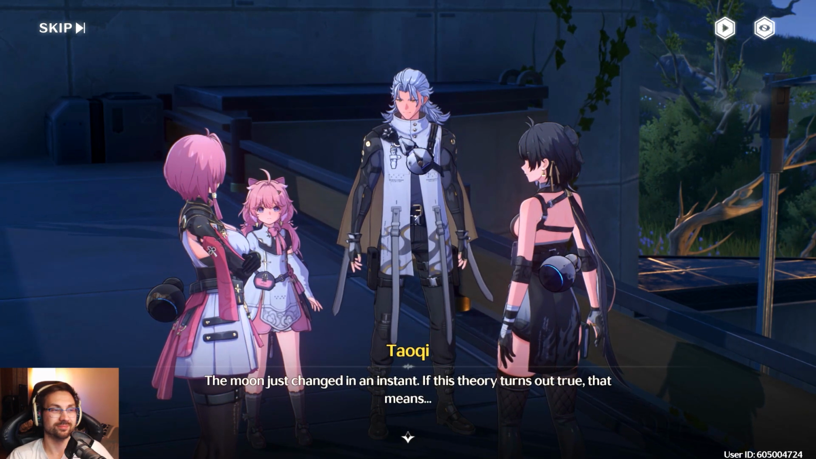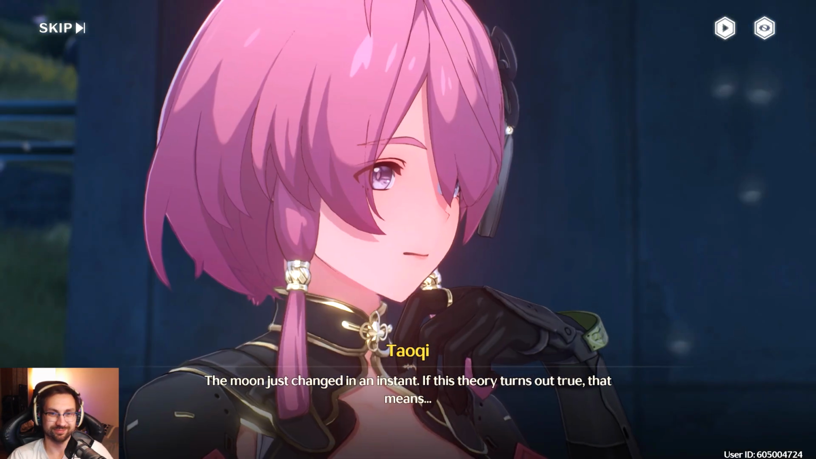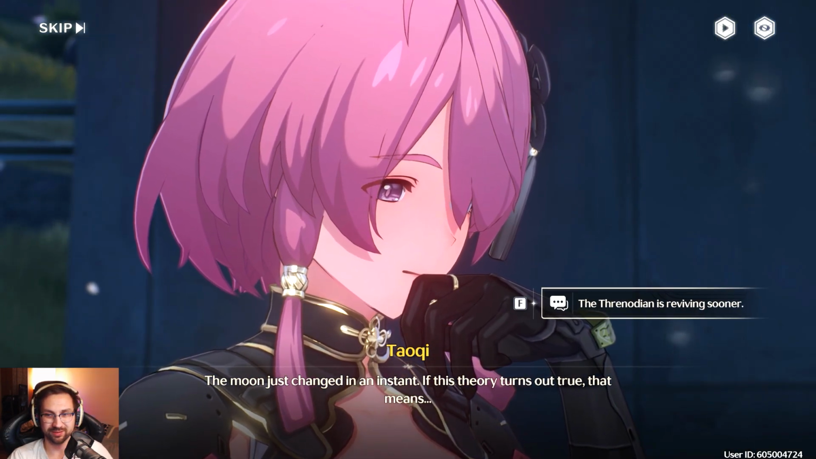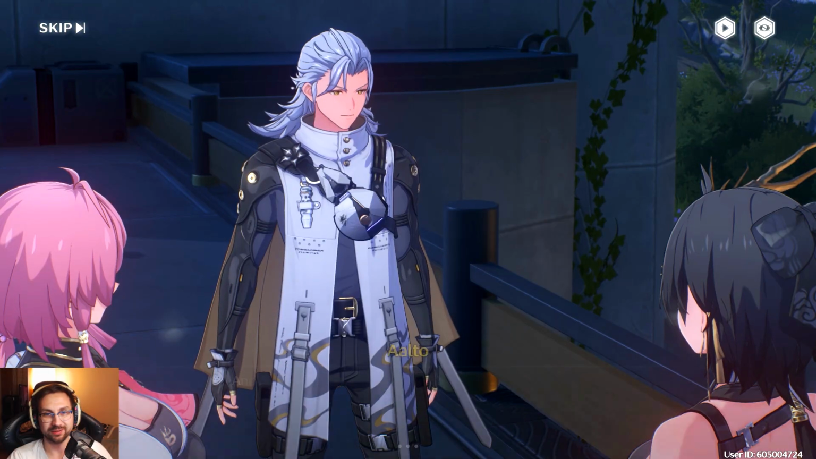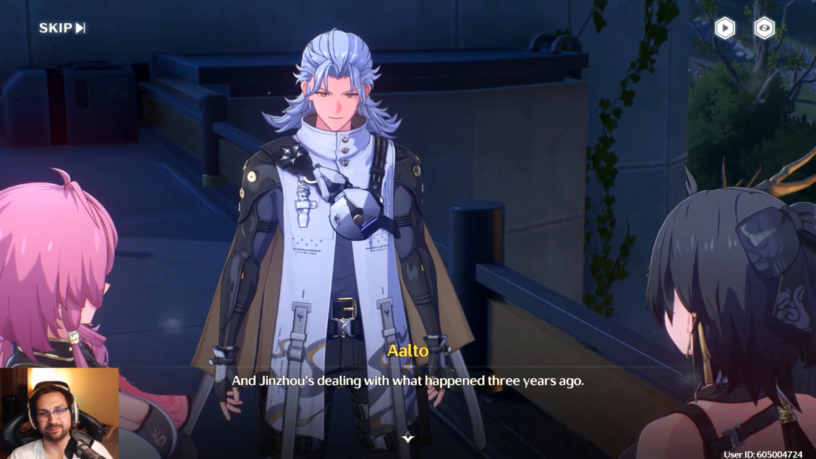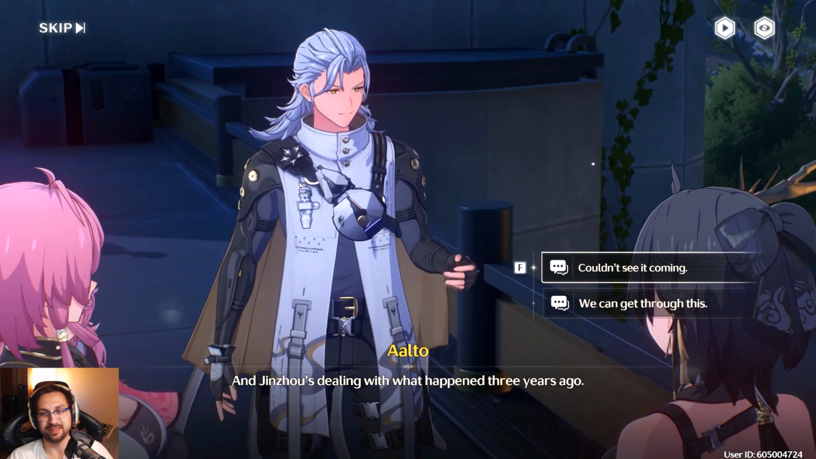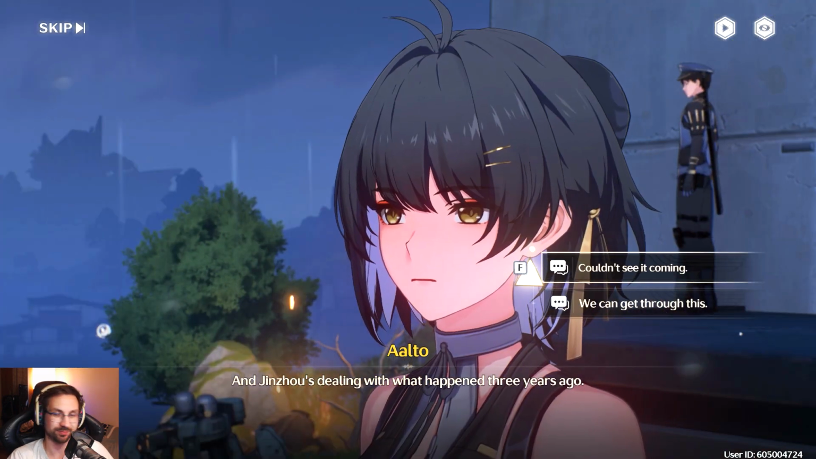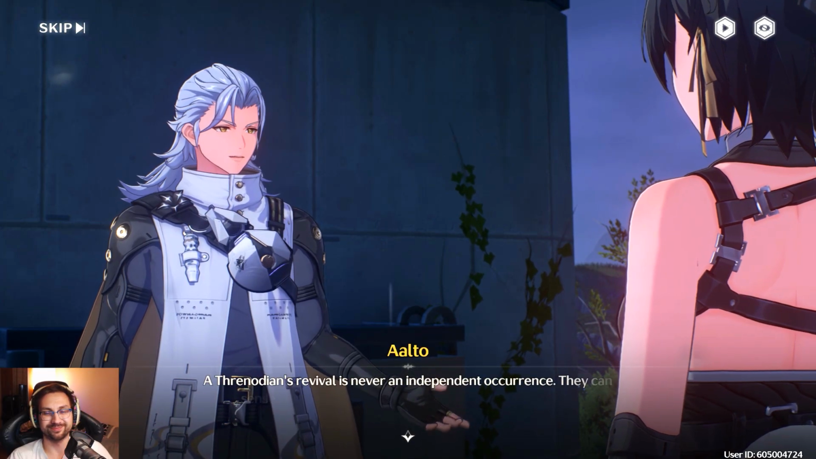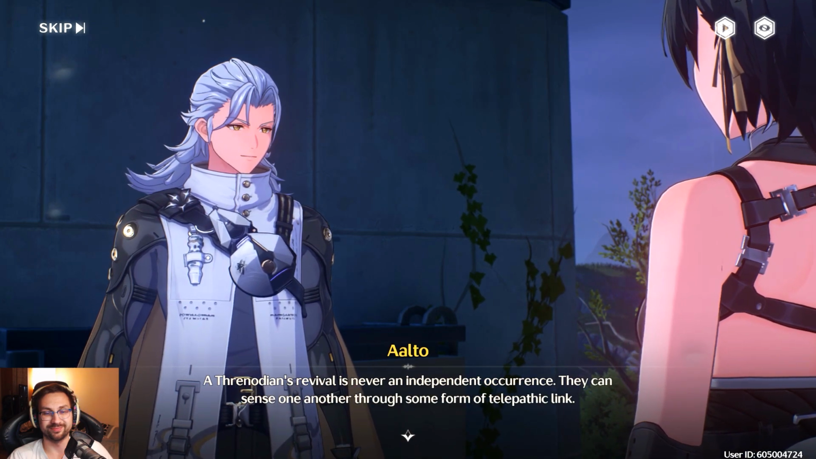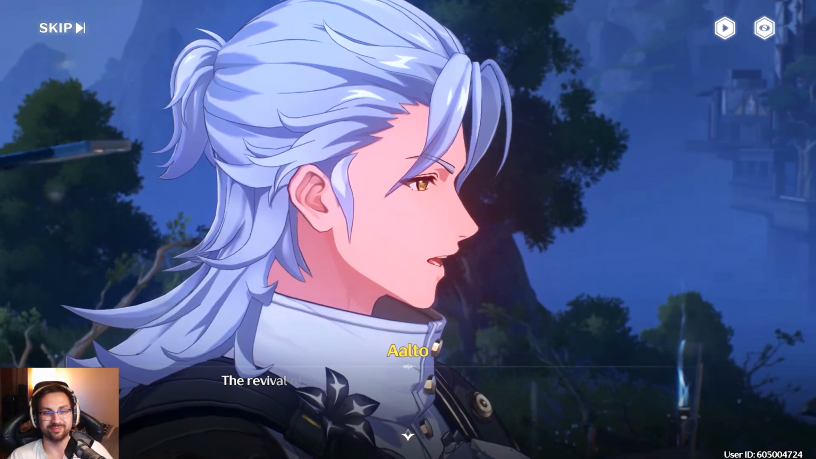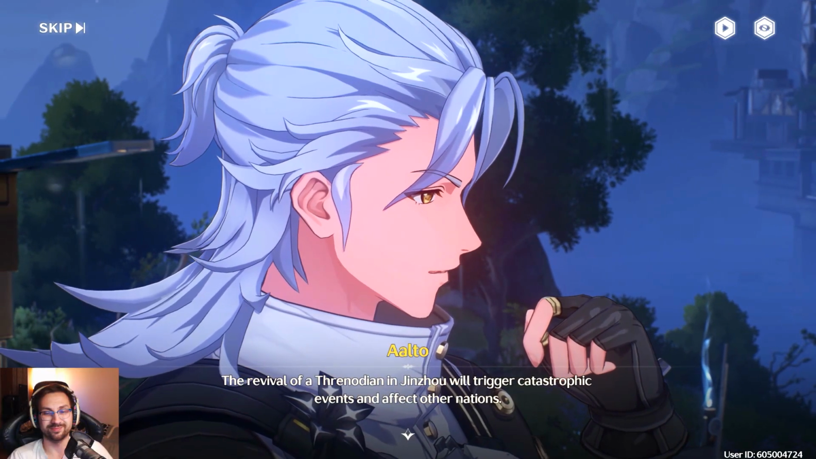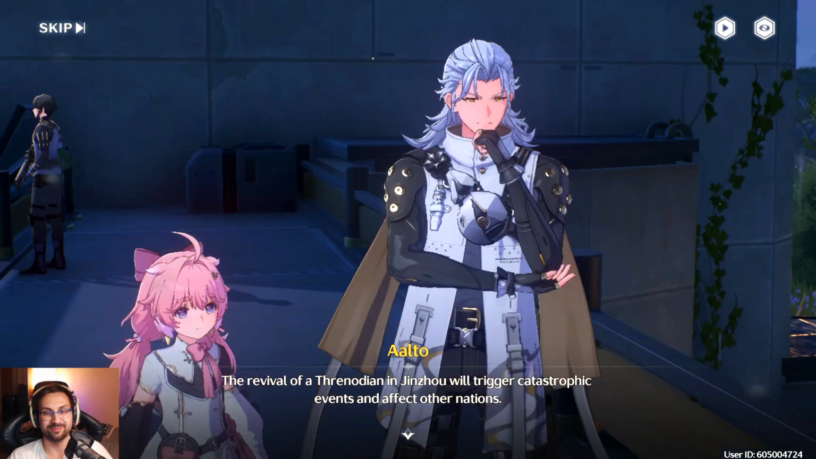If this theory turns out to be true, that means the Threnodian is reviving sooner. Jinzhou is still dealing with what happened 3 years ago. We couldn't see it coming, but we can get through this. A Threnodian's revival is never an independent occurrence. They could sense one another through some form of telepathic link. The revival of a Threnodian in Jinzhou will trigger catastrophic events and affect other nations.